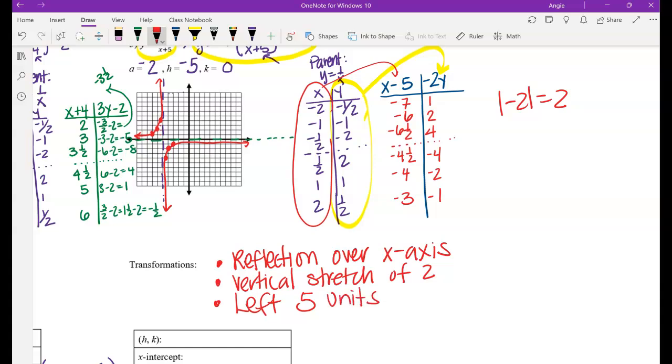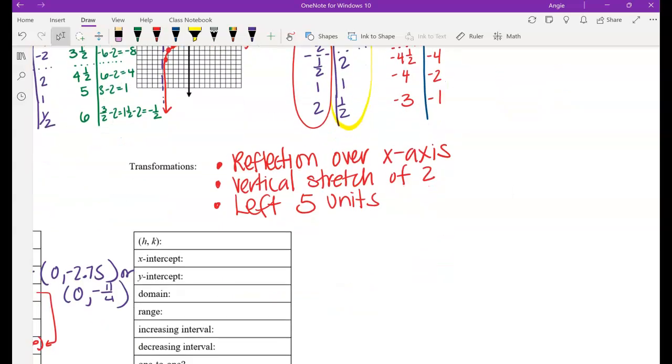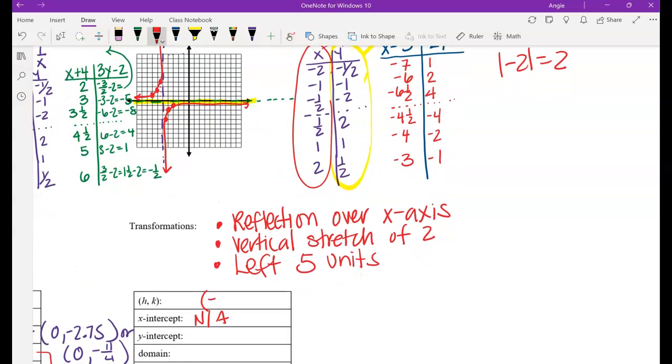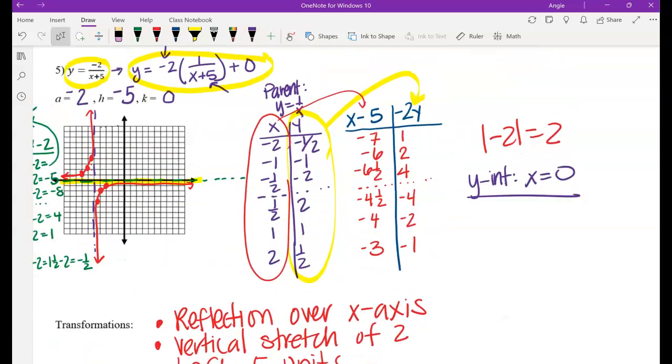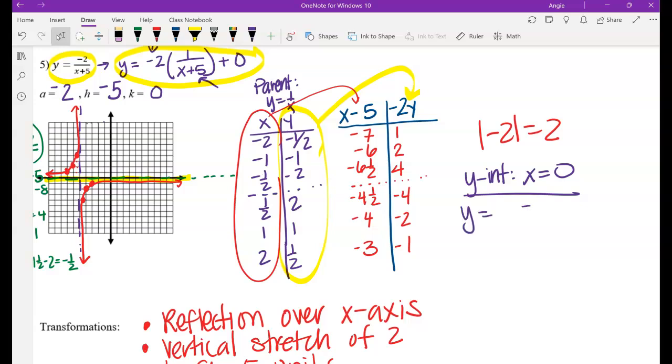Now let's go calculate. Looks like we don't have an x-intercept because you have an asymptote on that, so let's write none on the x-intercept. Okay, NA, your h and your k. Your h was -5, your k is 0. Let's calculate the y-intercept since we are here. Y intercept is when x equals 0. So your equation is y equals -2, and then x is 0, so 0 plus 5. We don't have a k value, so y equals -2 over 5. Oh, that's nice and simple.